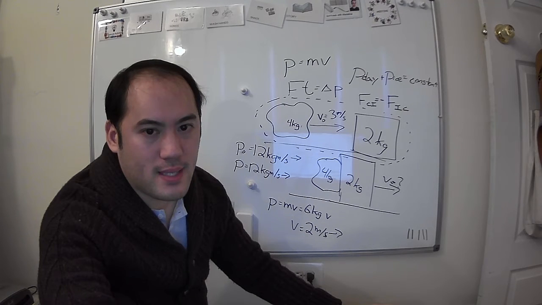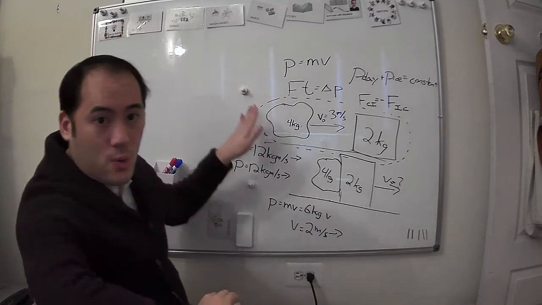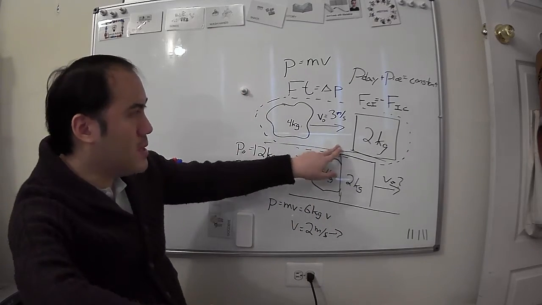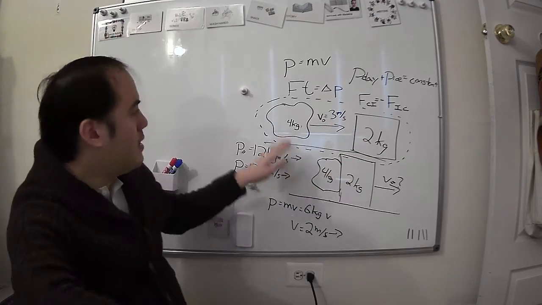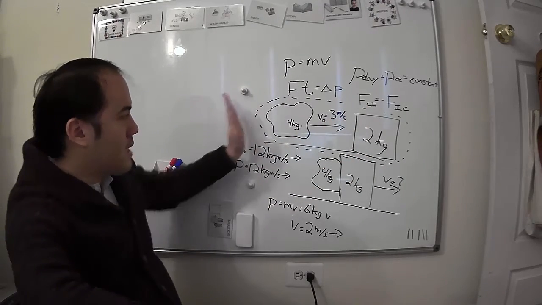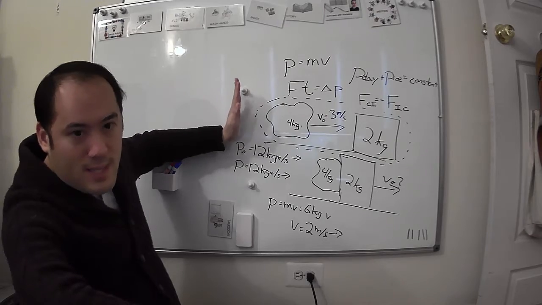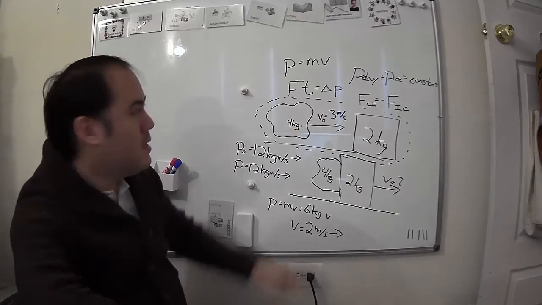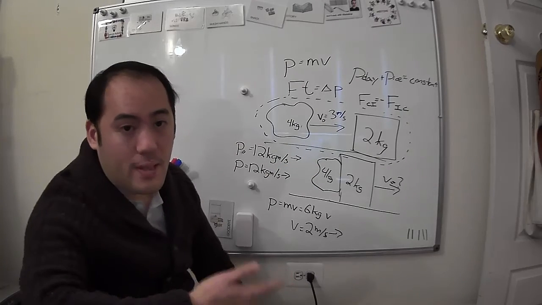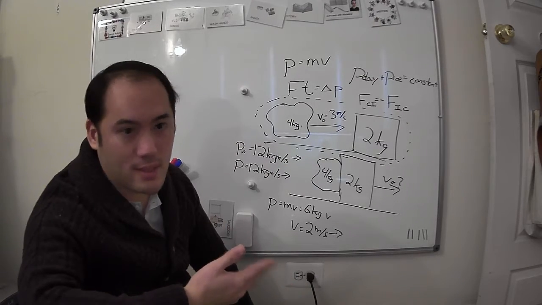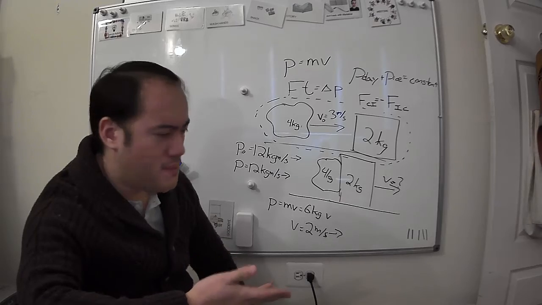Main idea is if there's no external impulse, internal forces, internal impulse is okay. If there are no external forces, like my hand doesn't come over from outside the system and push the clay, then the change of momentum of the system will be 0. And you can use that in a variety of ways that you'll see in some practice problems.